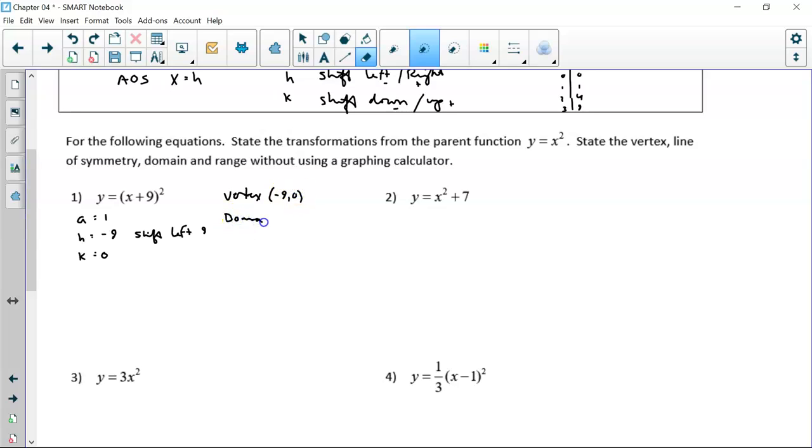Our axis of symmetry, we'll do that first. We know that already as well: x equals -9. Now for our domain and range, I'm going to make a quick sketch without even using a calculator. Now I know from the origin I'm shifting to the left 9, and the parabola opens up. So that's all I need for my domain and range. My domain for all of these is all real numbers, and my range is y is greater than or equal to 0.